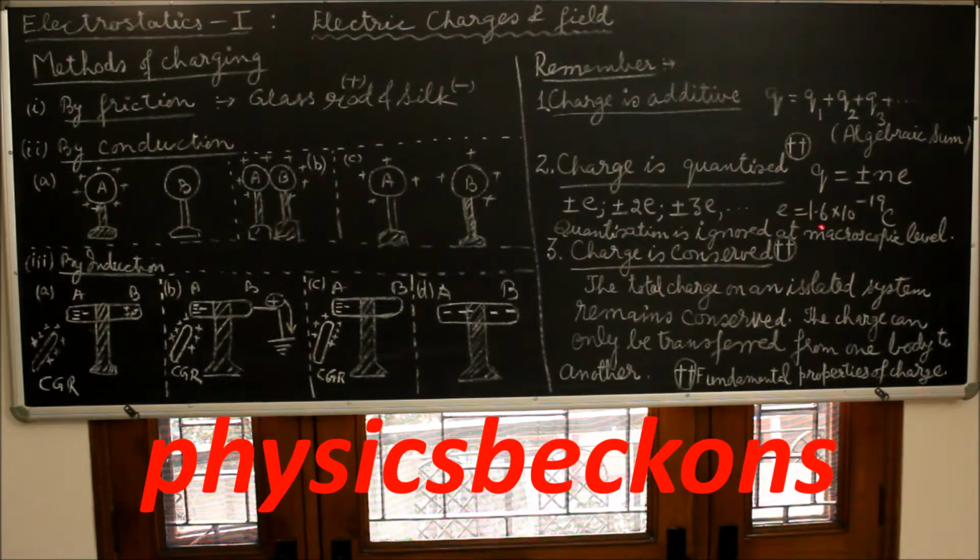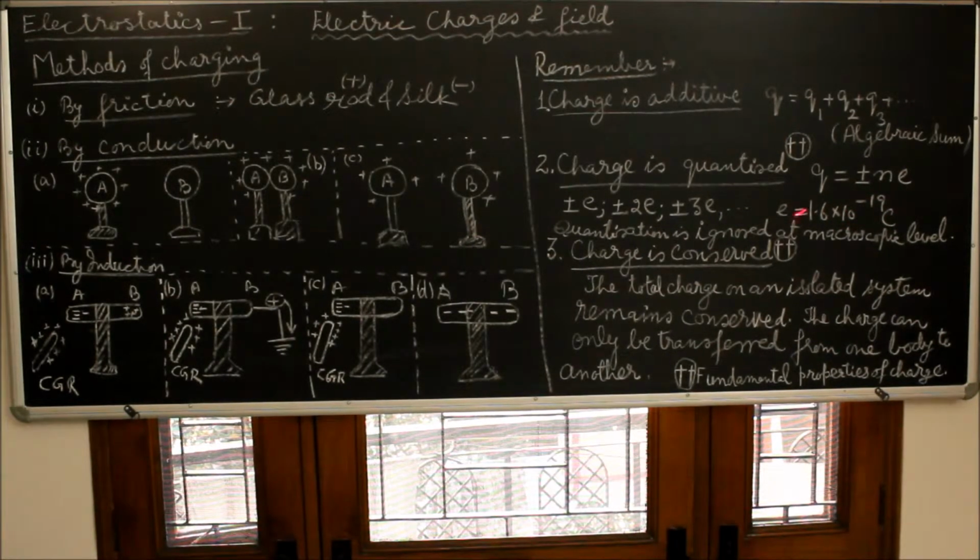The charge on an electron is given by 1.6 into 10 to the power minus 19 coulomb and is the smallest charge capable of independent existence. However, the charge e being small, the quantization is ignored at the macroscopic level because the number of electrons involved is extremely large, and this charge of 1.6 into 10 to the power minus 19 coulomb at the macroscopic level hardly makes any tangible or detectable difference.